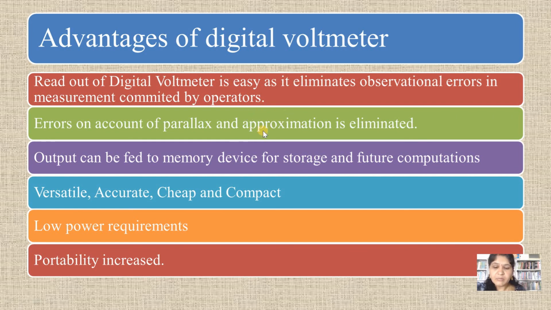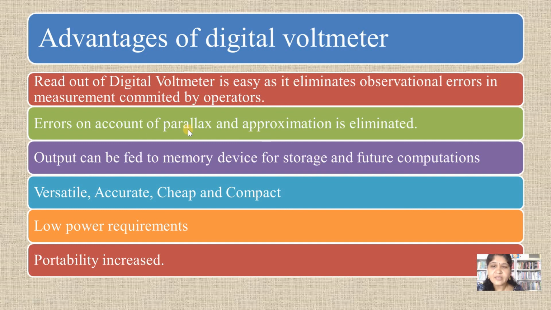Whereas in digital voltmeters, because we are getting direct output voltage, the observer just has to read the numerical values, so errors are reduced. These errors can also be called observational errors. So observational errors are eliminated by using digital voltmeters. Also, errors on account of parallax and approximation are eliminated.